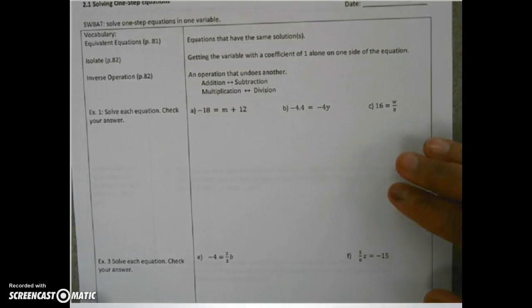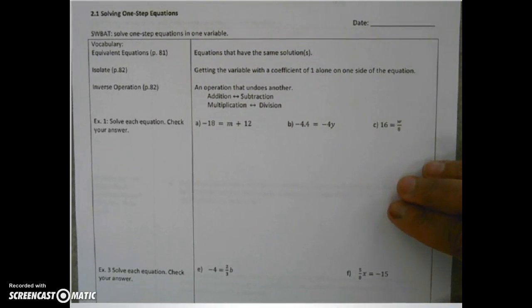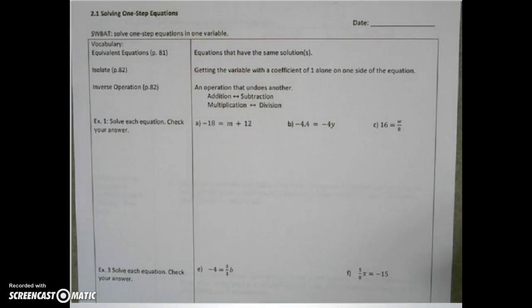Hello, beautiful people, and welcome to 2.1, Solve One-Step Equations. Our SWABAT is to solve one-step equations in one variable.